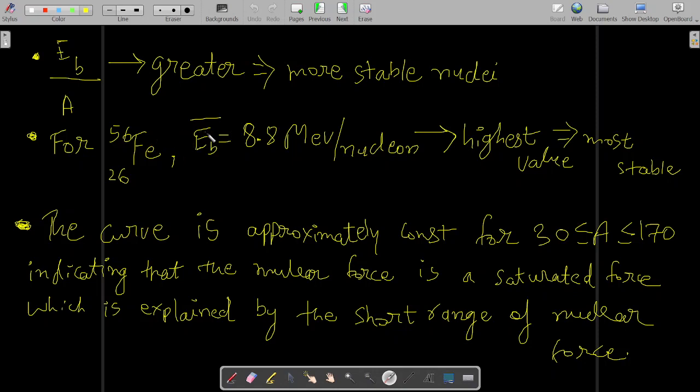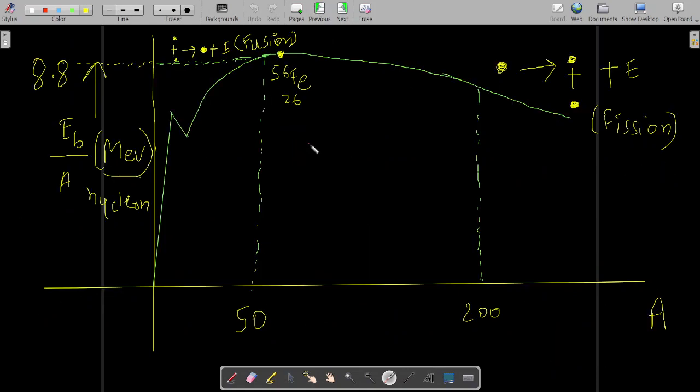So E_B bar, the binding energy per nucleon of iron-56, is 8.8 MeV per nucleon, which is the highest value. That is, iron-56 is the most stable. The curve is approximately constant for 30 to 170, as you can see over here. Somewhere over here it will be 30, and somewhere over here it will be 170.